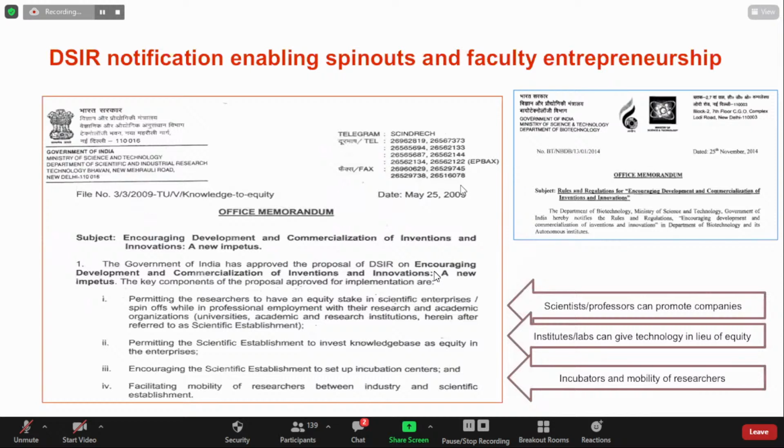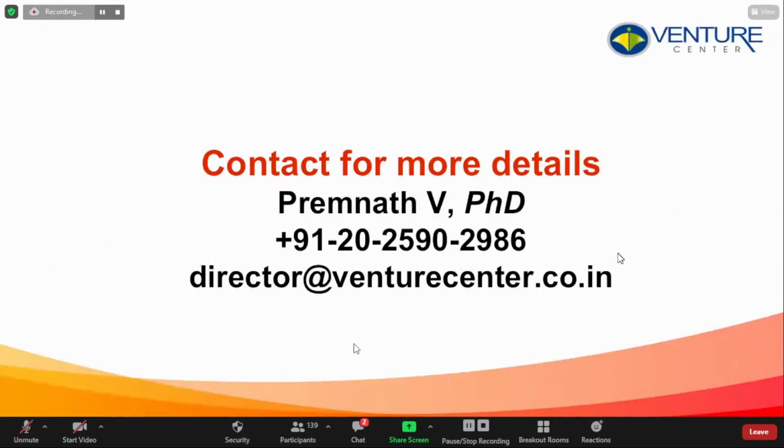And a similar kind of OM from DBT is shown on the right over there, which is the Department of Biotechnology as well. So I'll stop here. Thank you very much. If there are questions, I'm happy to take them, but I'll leave the floor to the organizers and let them decide if they have time for any questions. Thank you.